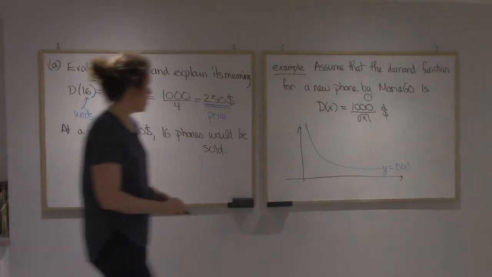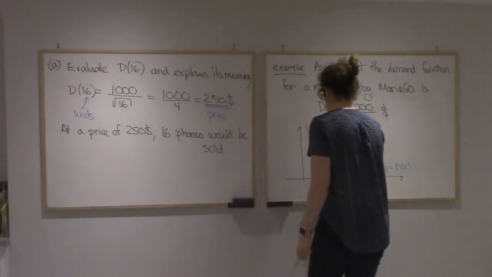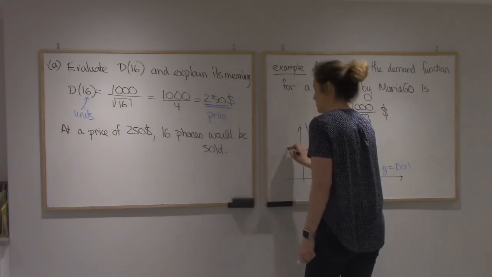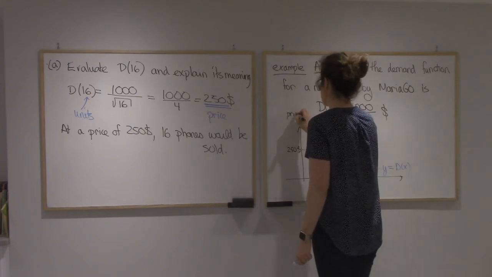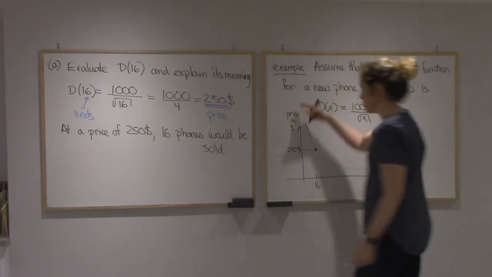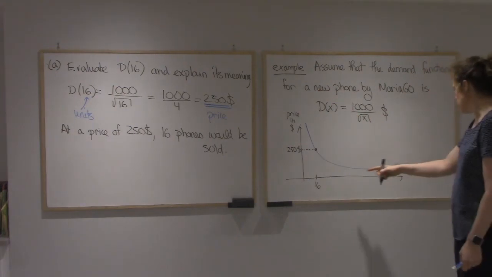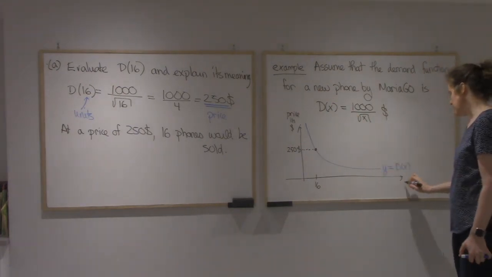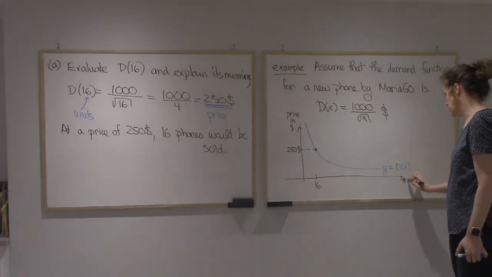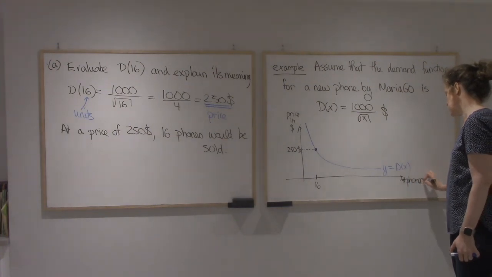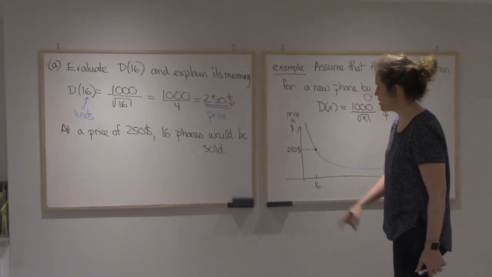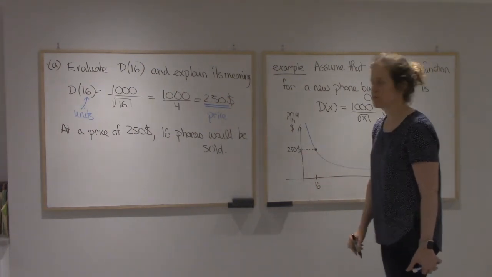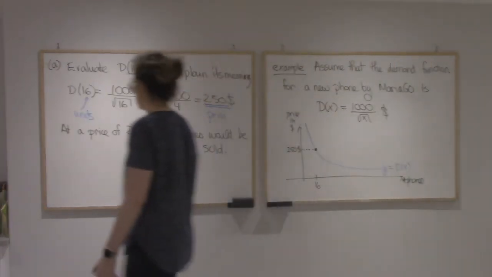So let's put that on the graph. Let's say 16 is here. So here I have $250. So the y-axis is the price in dollars. The x-axis is the number of units, so in this case, that's the number of phones. So 16 to 250, that tells you for 16 phones, the price is $250 from the consumer's point of view.